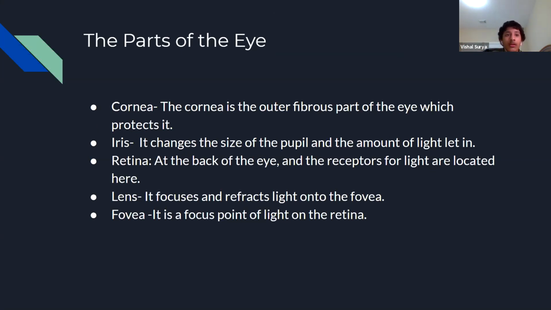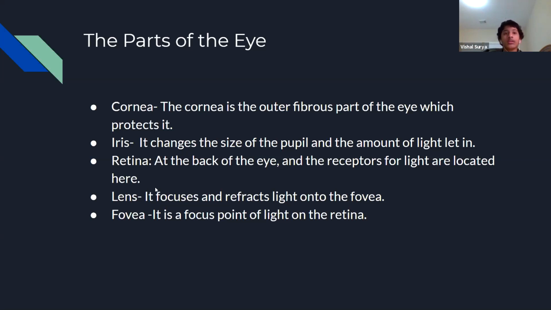And so the retina is at the back of the eye, and the receptors for the actual light are here. All the sensations you get from light, your vision, they all start at your retina. And then you have the lens. The lens of your eye focuses and refracts, or bends, light onto the fovea. The fovea is the focus point of the light on the retina. The light is going to focus onto the fovea, which is in the center-ish part of the retina, not necessarily in the exact center.